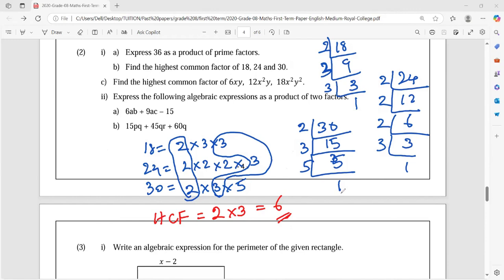Find the highest common factor of 6xy, 12x squared y, and 18x squared y squared. In this way, you have to factorize all these things and write them as products of prime factors.